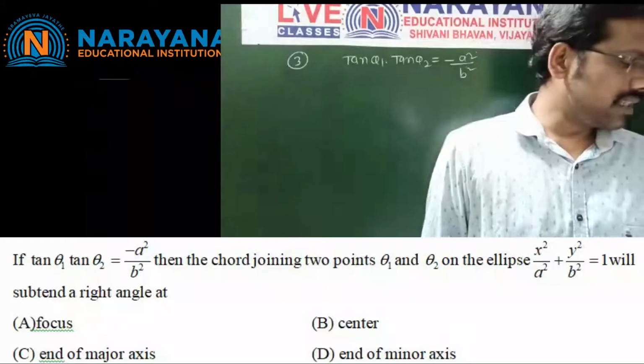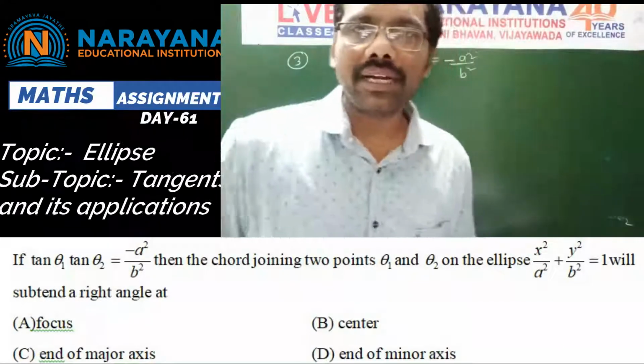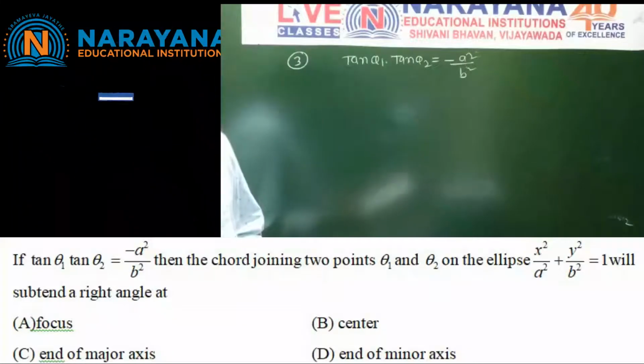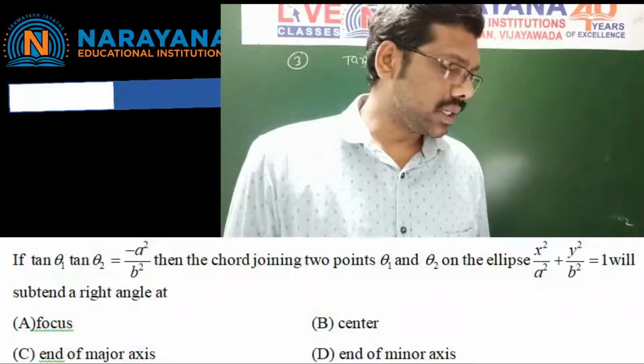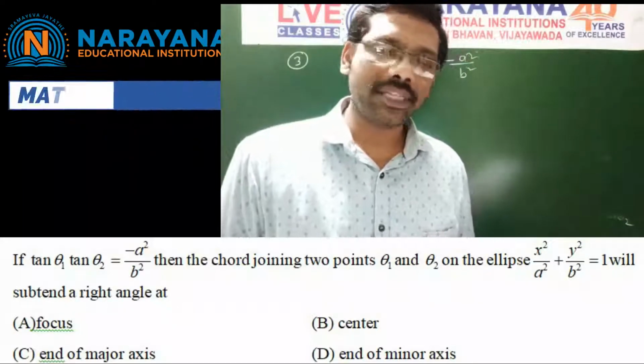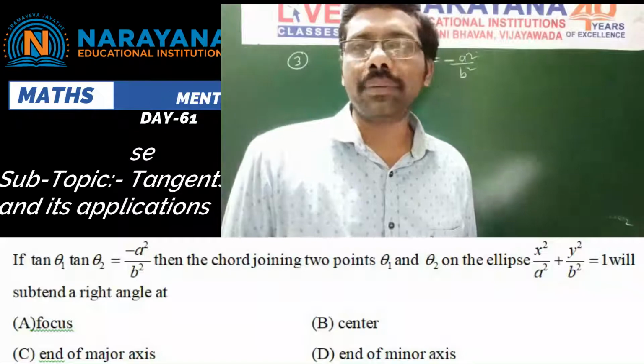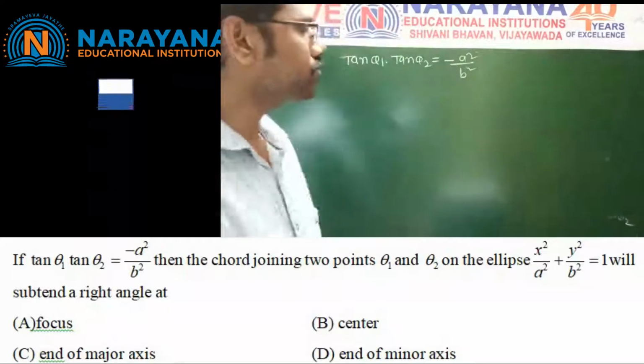This is question number 3. If tan theta 1 into tan theta 2 is equal to minus a square by b square, then the chord joining 2 points theta 1, theta 2 on the ellipse x square by a square plus y square by b square equals 1 will subtend a right angle at.